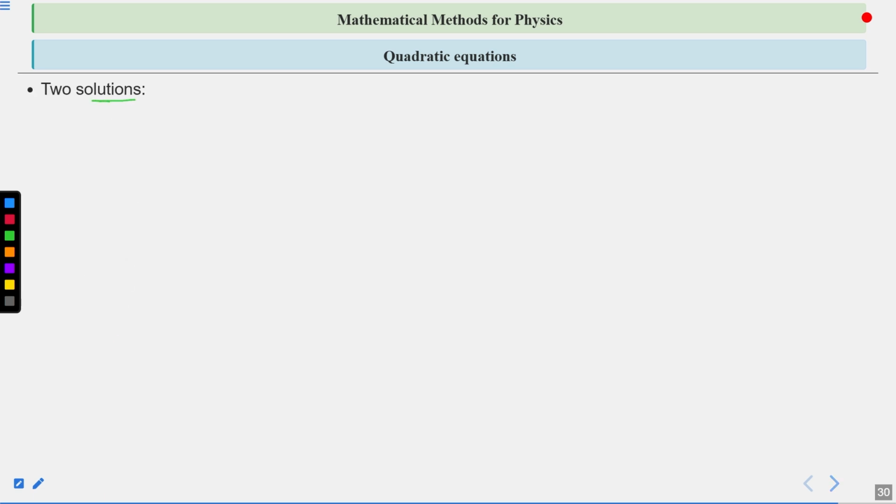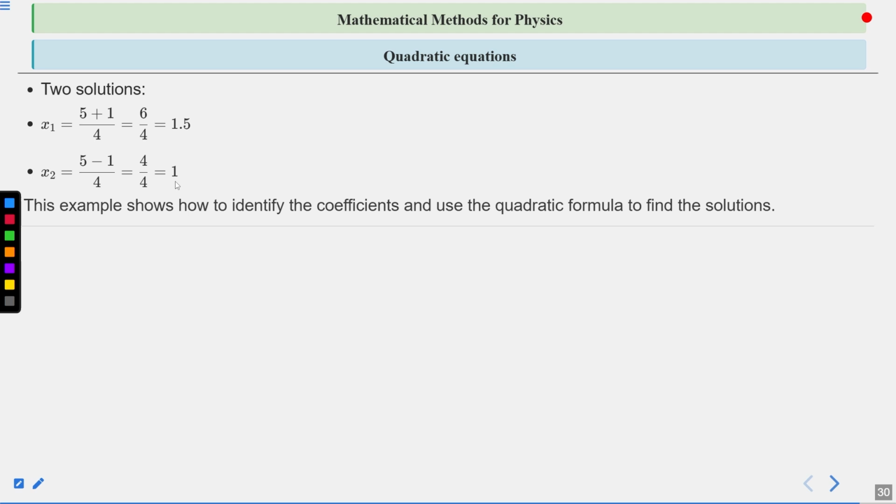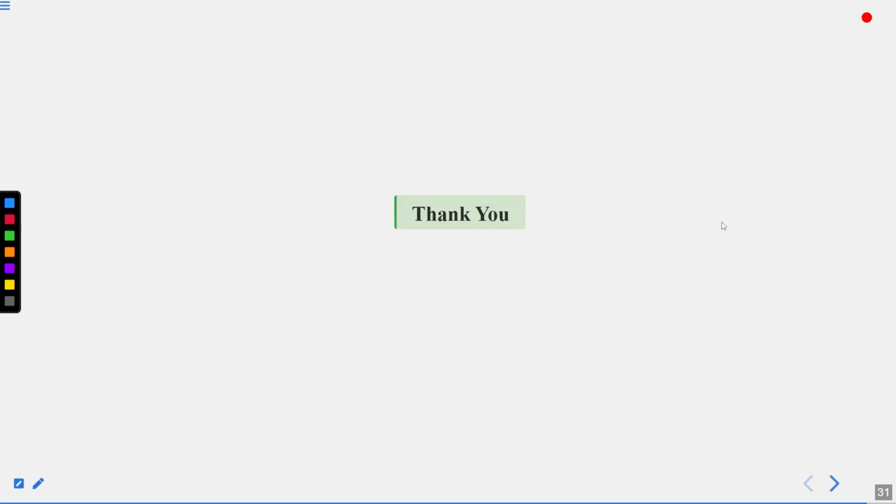So two solutions. First, x1 is equal to 5 plus 1 divided by 4. So 5 plus 1 is 6, divided by 4. So it will be 1.5. x2 is equal to 5 minus 1 divided by 4, which is equal to 4 by 4, so it will be 1. This example shows how to identify the coefficients and use the quadratic formula to find the solutions. Clear? Thank you for your attention.